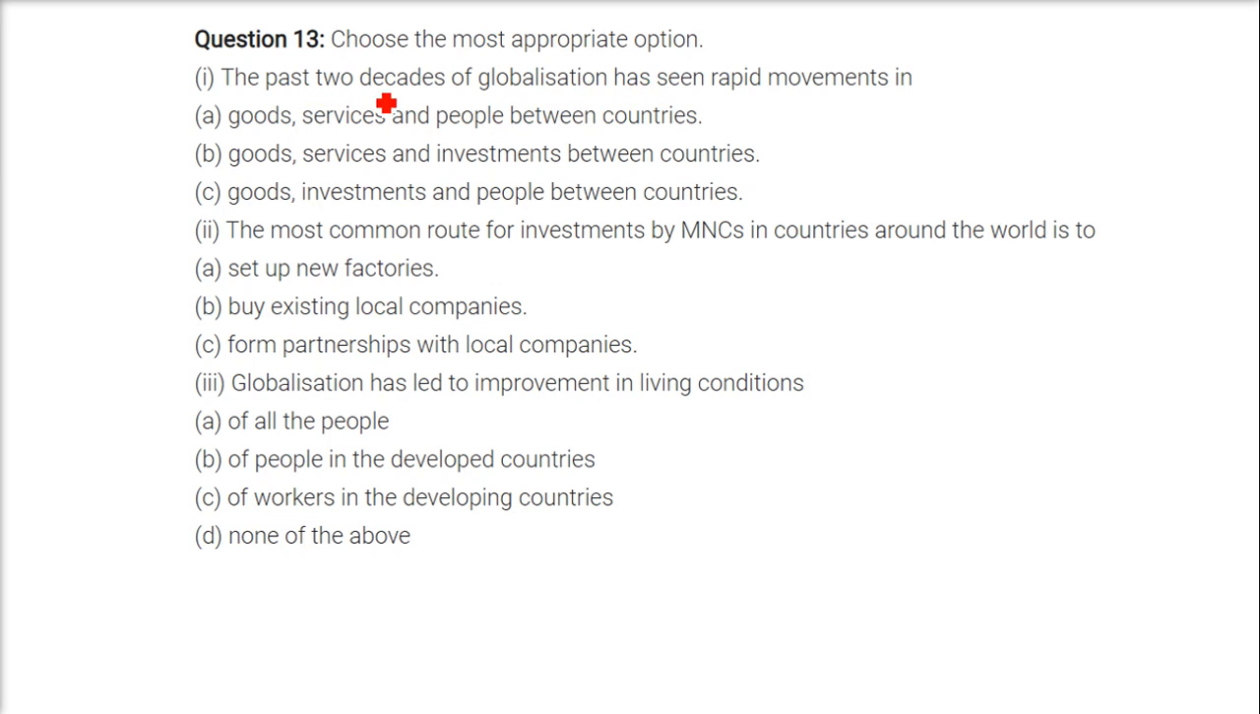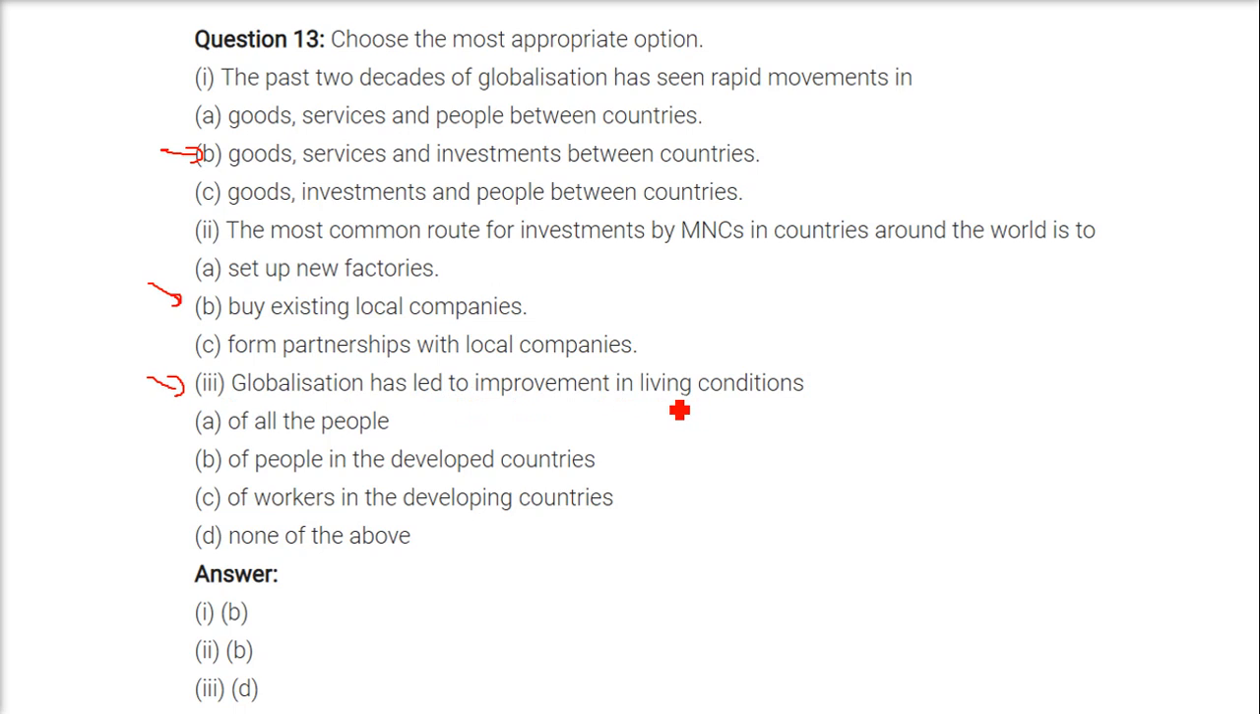Choose the most appropriate options. The past 2 decades of globalization has seen rapid development in, so what will be the answer? The answer is goods, services and investment between countries. The most common route for investment by MNCs in countries around the world is to, the best is to, buy. So the answer is buy existing local companies and then use their resources and their network.